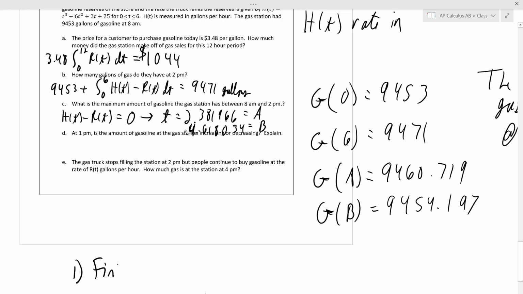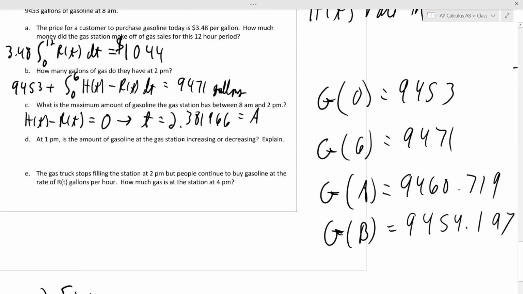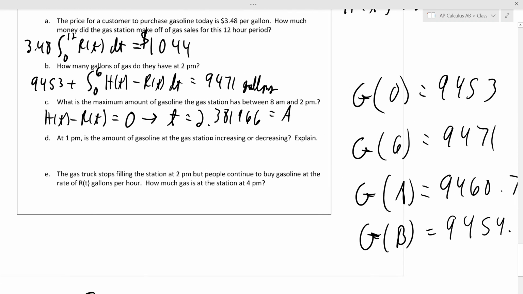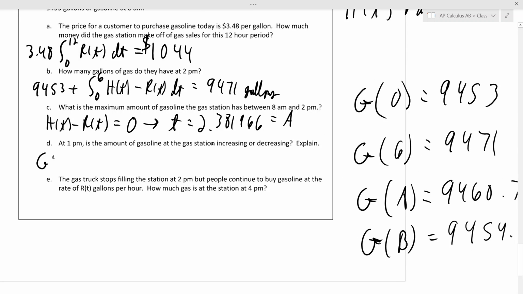Now, there we go. At 1 p.m., is the amount of gasoline at the gas station increasing or decreasing? Now we just want, again, that's the derivative of the amount, which I've erased, but that's G prime at 1, that's 5 hours after we opened up. But that's just the rate in minus the rate out. If it's positive, then more's coming in than is going out.